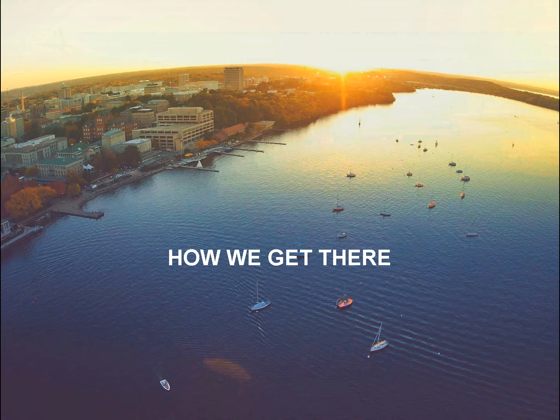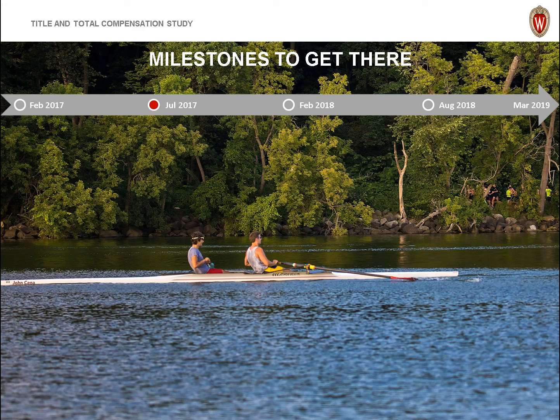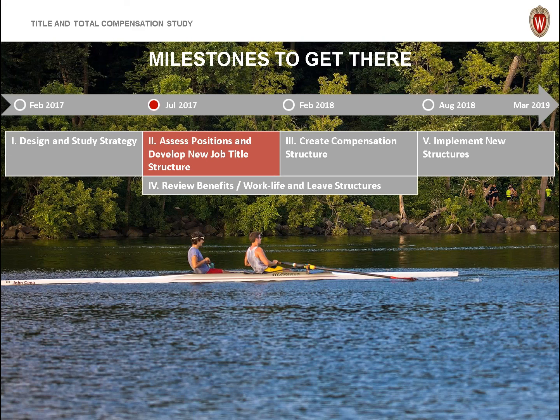A little bit about our history with HR design. Now, how do we get there? There are 5 phases in this study. The first phase, which we began at the very end of February of this year, was just designing the study, thinking about our project plan, what communication strategies we wanted to use, and what specific goals we want to achieve. One of the key components during that time was working with our consulting firm, Mercer Consulting, having them come on campus and meet with various individuals across the campus.